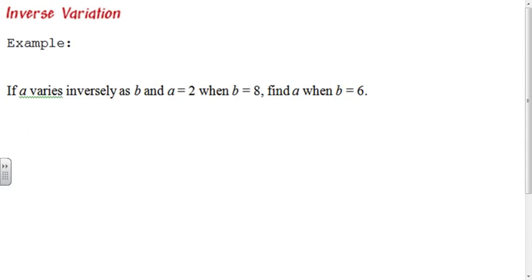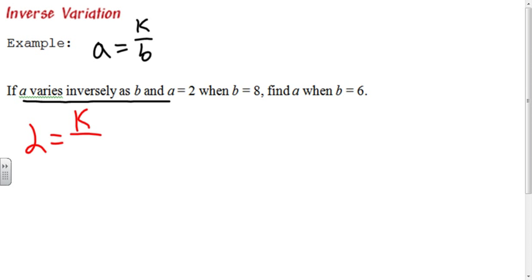And another one of inverse variation. So again, if we have a varies inversely as b, that means a equals k over b. A is kind of like our y and b is kind of like our x. And we know that a is 2 when b is 8. And we need to find a when b is 6.